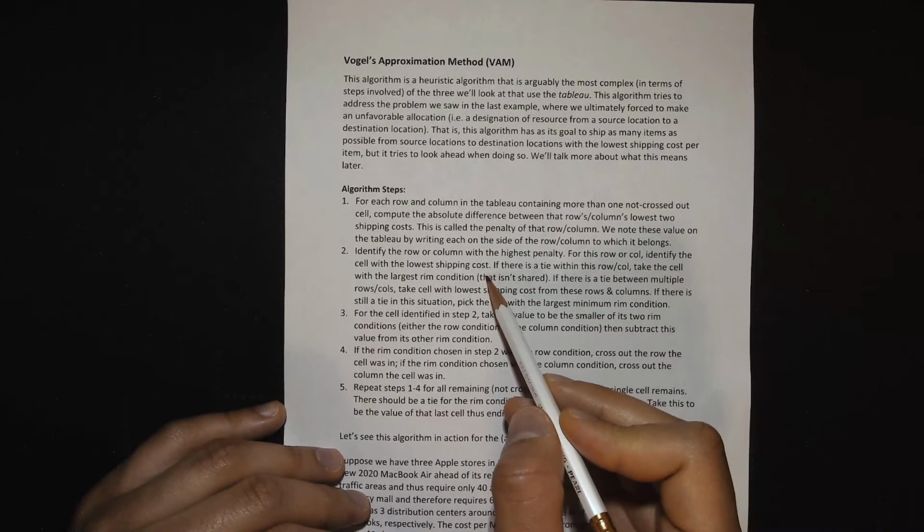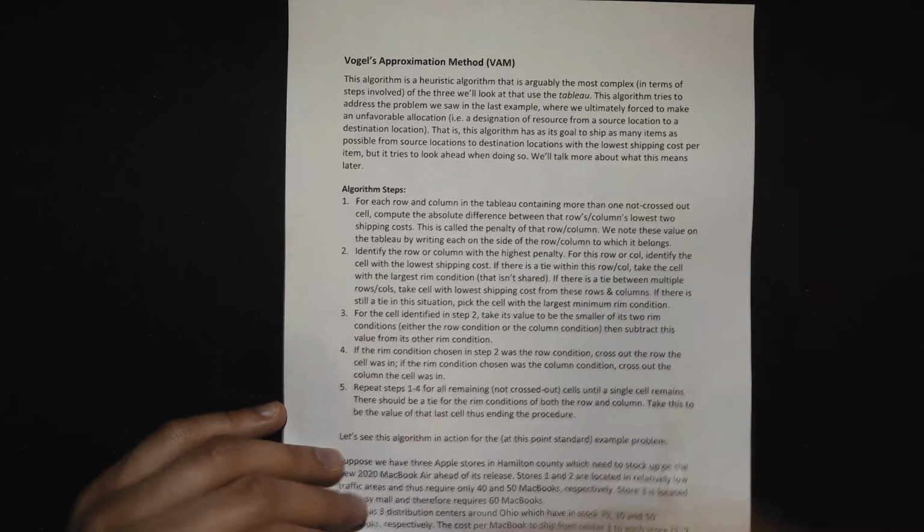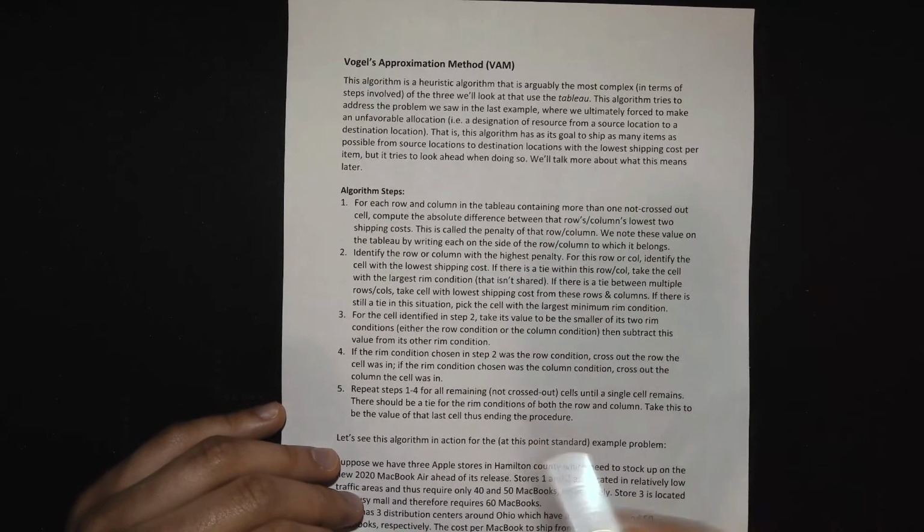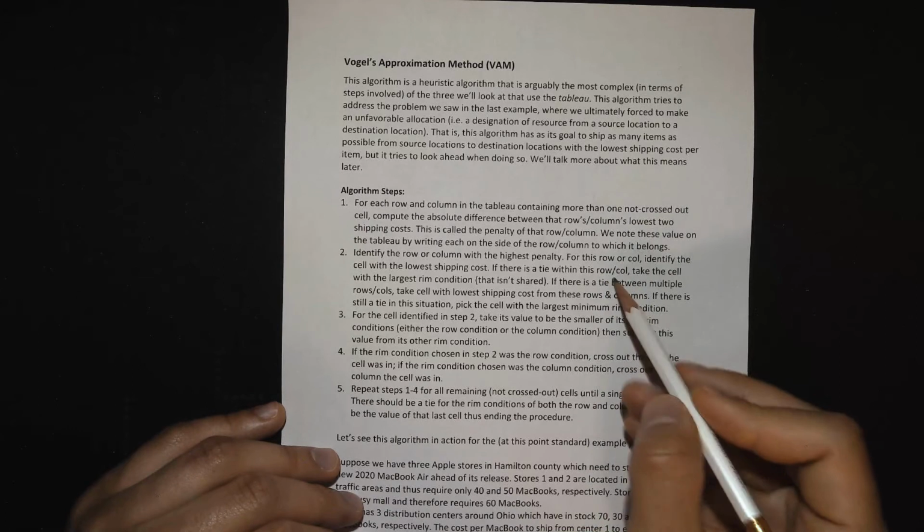So we can just automatically skip to step 2 and look for the cell in that only remaining row with more than 2 not crossed out cells that has the lowest shipping cost.